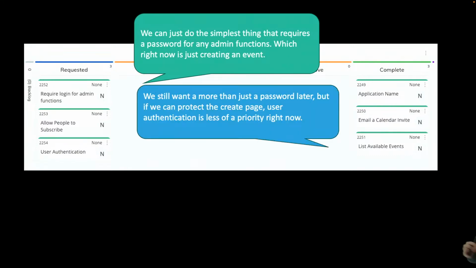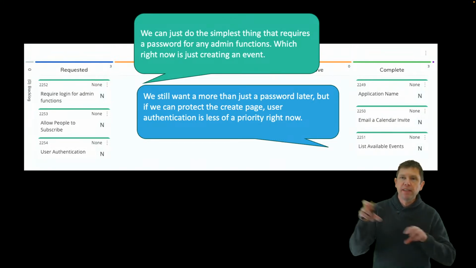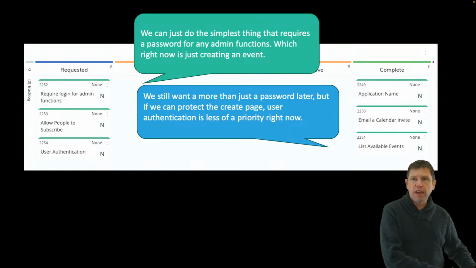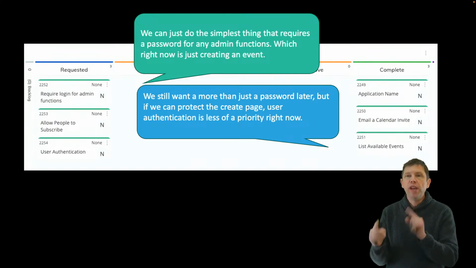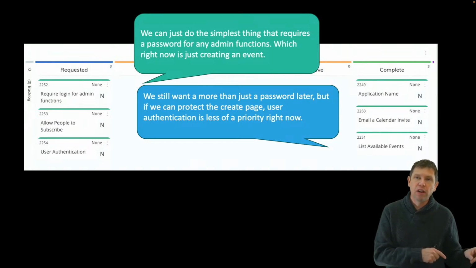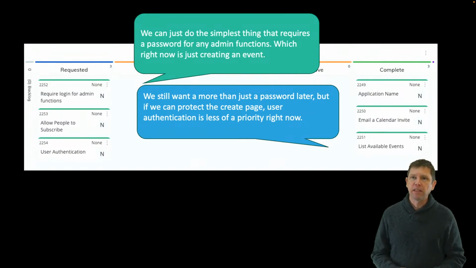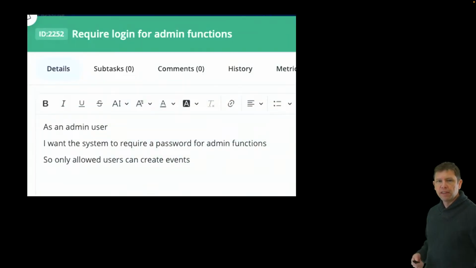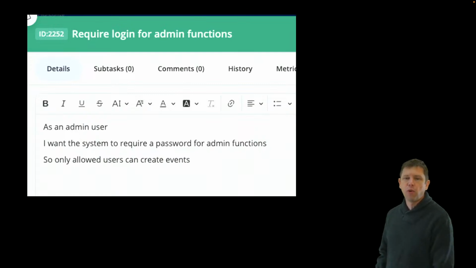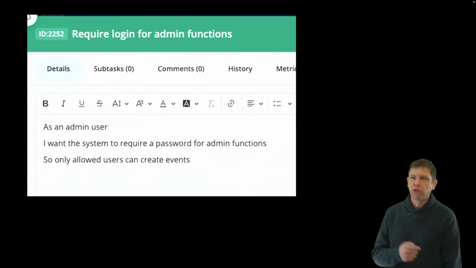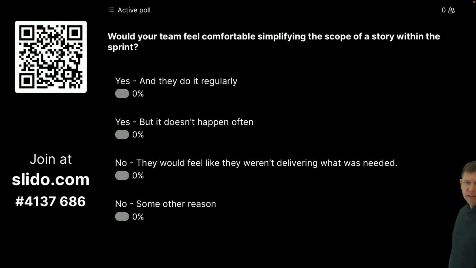So the customer says, well, we still want more than just a password later, but if we can protect the create page, user authentication is less of a priority right now. Which means by breaking this out and saying we're just going to protect this, we're still going to have user authentication, but by just protecting this page, we can now prioritize other things higher than user authentication, where if we don't break it out, user authentication has to come next. So we've now created options for the customer that we did not have before. So we end up with a story like this. As an admin user, I want the system to require a password for admin functions so only users can create events. So we end up with something like this.